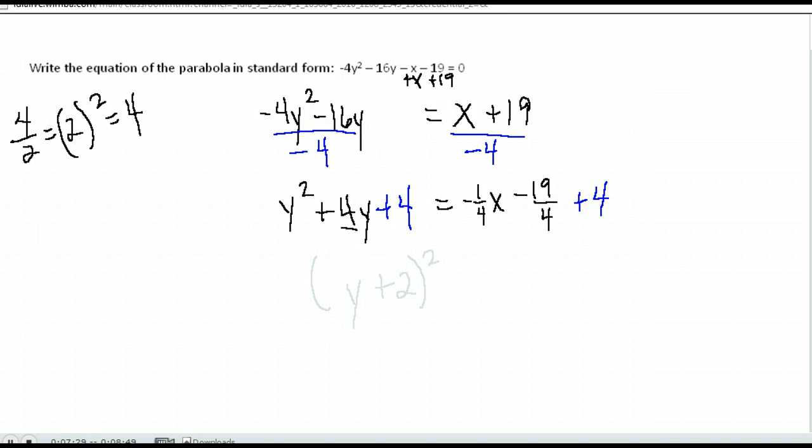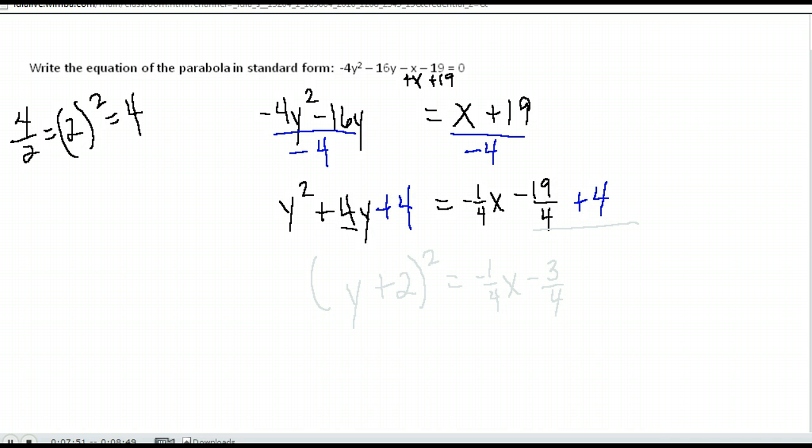We get y plus 2 squared equals negative 1/4 x. We want to go ahead and add negative 19/4 and 4. If you want, you can get a common denominator or use your calculator, whichever you're most comfortable with. Either way, you get negative 3/4 here when you add those.